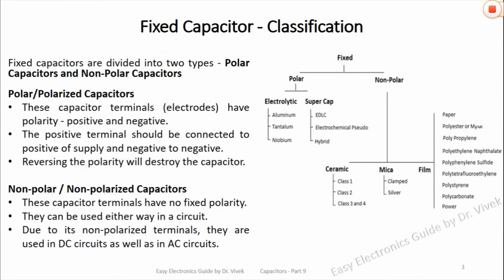Fixed capacitors are divided into two types, polar capacitors and non-polar capacitors. Polar capacitor terminals have positive and negative polarity. The positive terminal should be connected to the positive of supply and negative to negative of the supply. Reversing the polarity will destroy the capacitor.